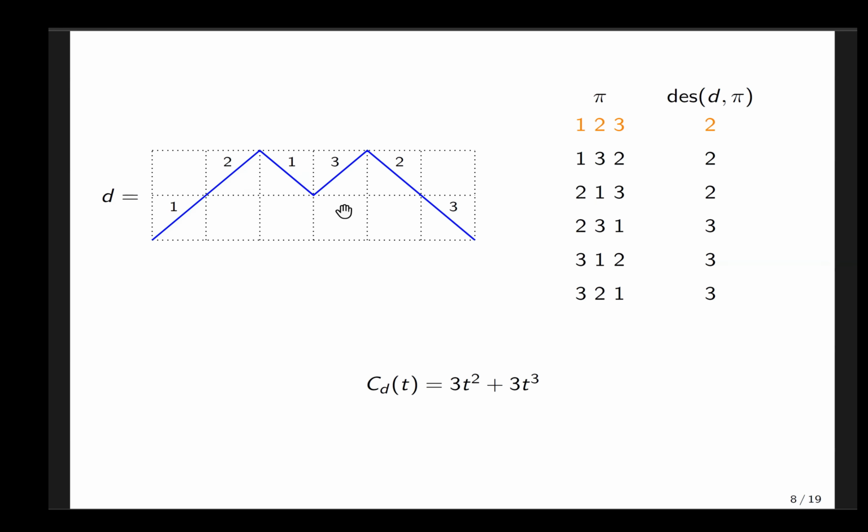I can keep doing this for 3, 1, 2. It's going to give me 3 descents and so on. And I summarize the information into a polynomial. So here C_D is 3t squared plus 3t to the third, meaning that 3 of the Canon permutations have 2 descents, same as the exponent, and 3 of them have 3 descents. So that's the kind of polynomials we were interested in looking at. And by looking at this simple example, you can already suspect some nice structure, right?